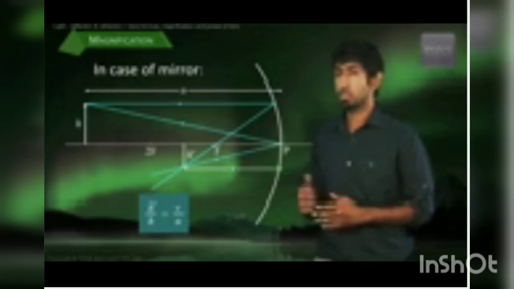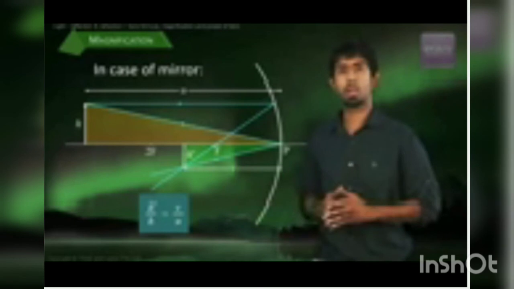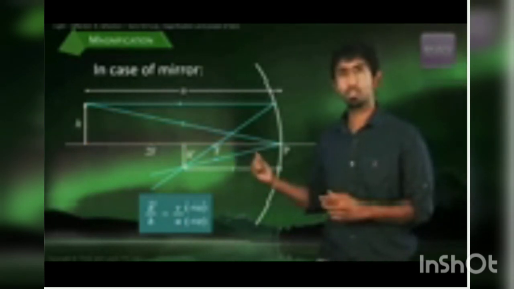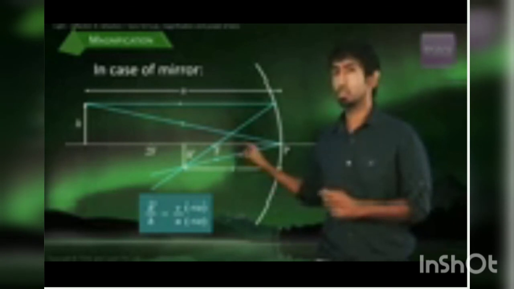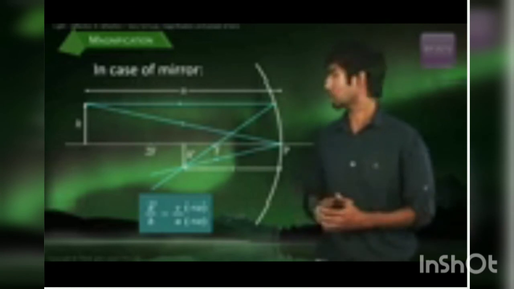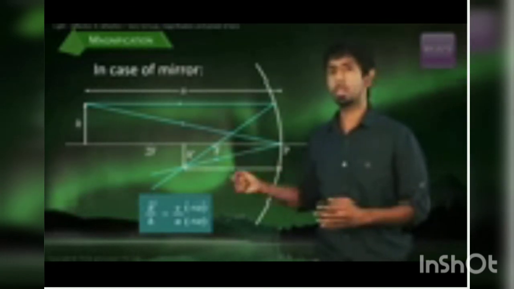But what about this case? If you take the magnification for mirrors also to be V by U, then what do you get? You get a positive value because V is negative and U is also negative. But is that what we see? We see that the image is inverted, right? So what do we want? We want a negative answer so that it accounts for the fact that the image is inverted. So for mirrors, we take the magnification to be minus V by U.